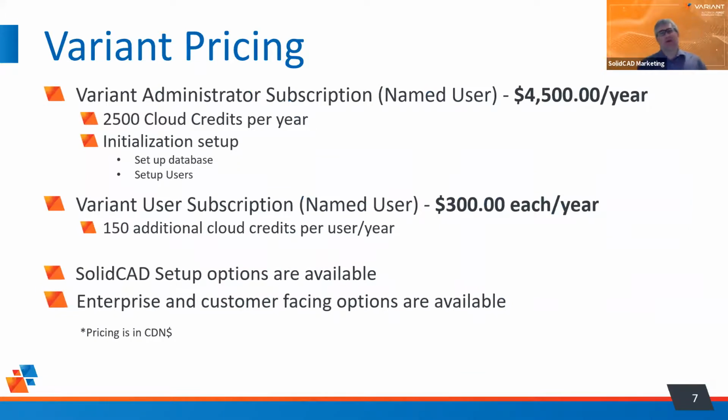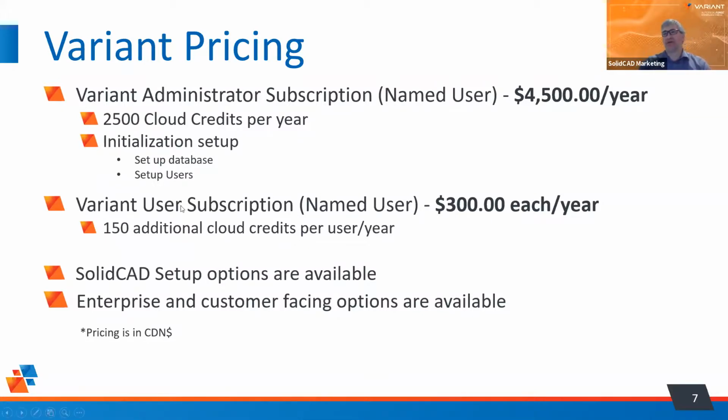Okay, just a little bit of discussion here on some pricing, right? So the administrator license for Inventor for Variant is $4,500 for the subscription for the year, which allows you to add the products. It allows you to do everything that you need to do as an administrator within Variant.